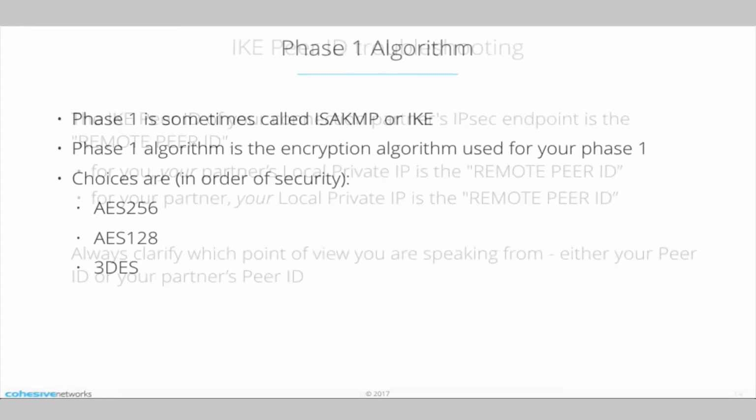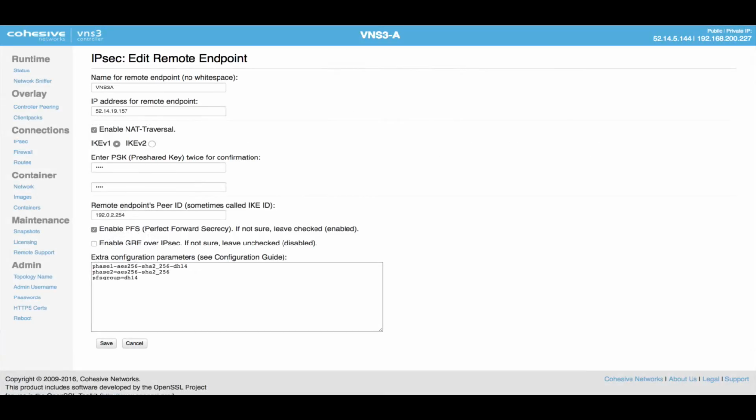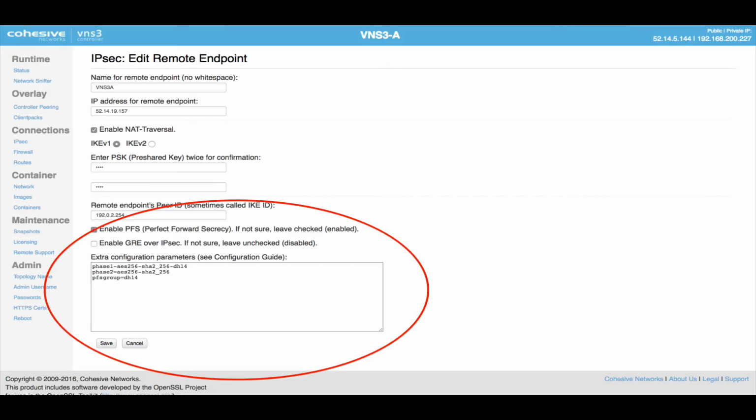Phase 1 algorithm basically is just the encryption algorithm that's going to be used in the Phase 1 communication. Sometimes people will call it IPsec KMP. Sometimes they call it IKE. There's basically very limited choices. Your choices are AES 256, AES 128, and 3 DES. And this comes out in the extra parameters box where you'll specify Phase 1 equals.